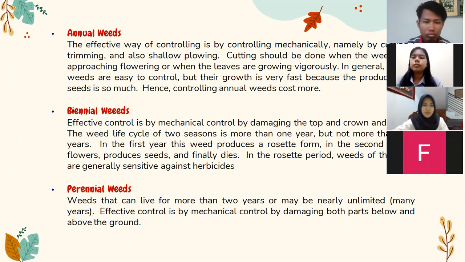Biennial weeds, effective control is by mechanical control by damaging the top and crown and lifting. The weed life cycle of 2 seasons is more than 1 year, but not more than 2 years. In the first year, this weed produces a rosette form. In the second year, it flowers, produces seed, and finally dies. In the rosette period, weeds of this type are generally sensitive to herbicides. Perennial weeds can live for more than 2 years or nearly unlimited. Effective control is by mechanical control by damaging both the part below and above the ground.